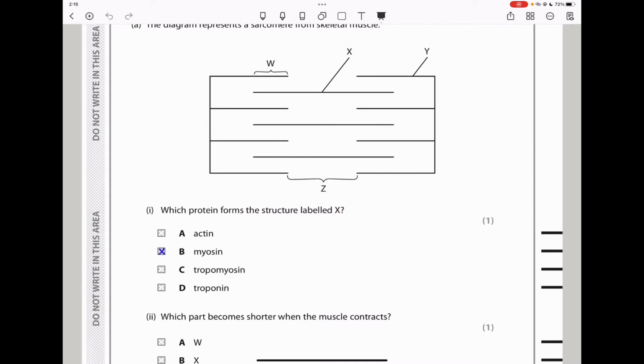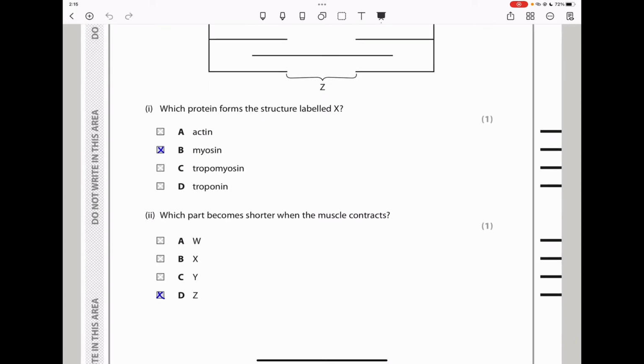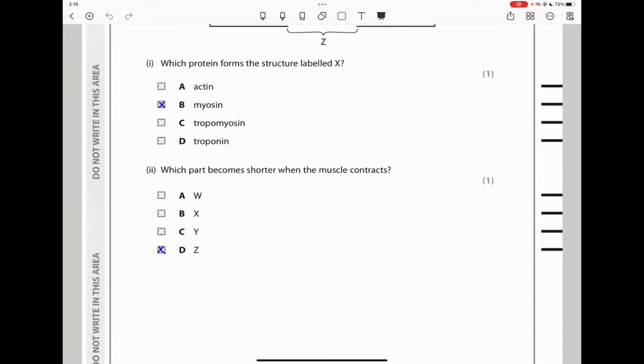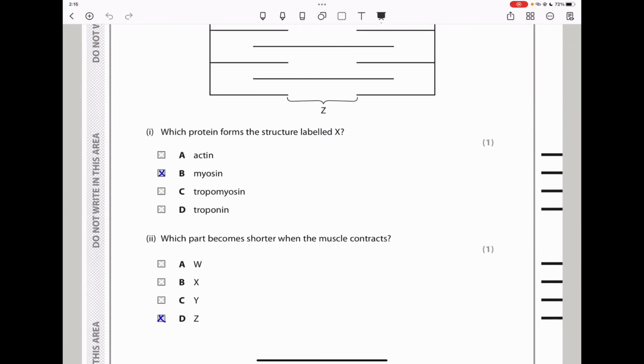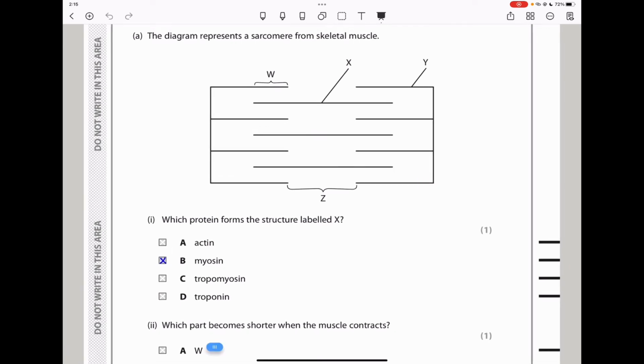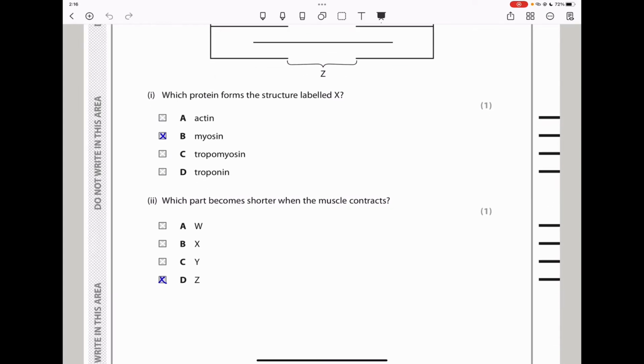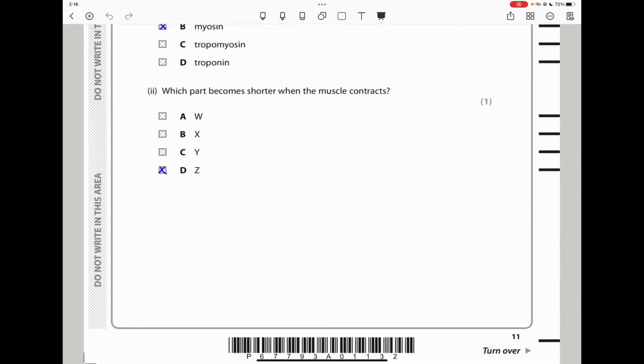Of course, we know structure Y is the actin, so this is the myosin in that region. The answer here should be B. The next part says, which part becomes shorter when the muscle contracts? Now let's see. When the muscle contracts, you remember these actin filaments are going to pull onto this side like this, as the actins are pulling onto this side. So this region here is the one that is going to decrease. So here we can see the answer should be D, which is region Z.